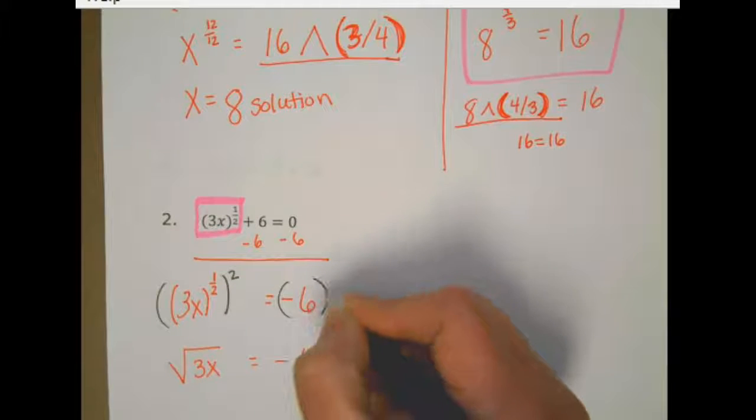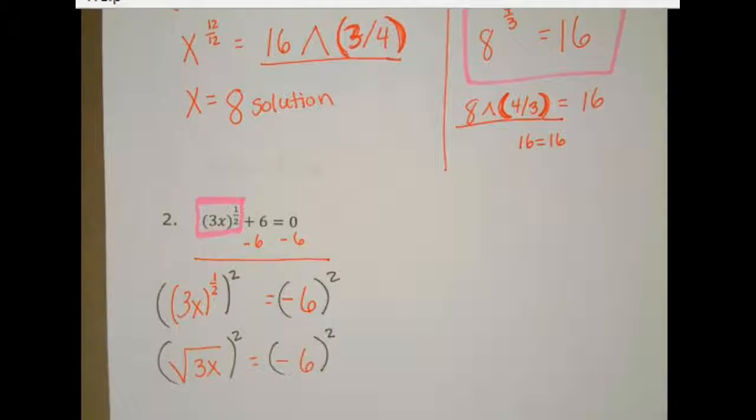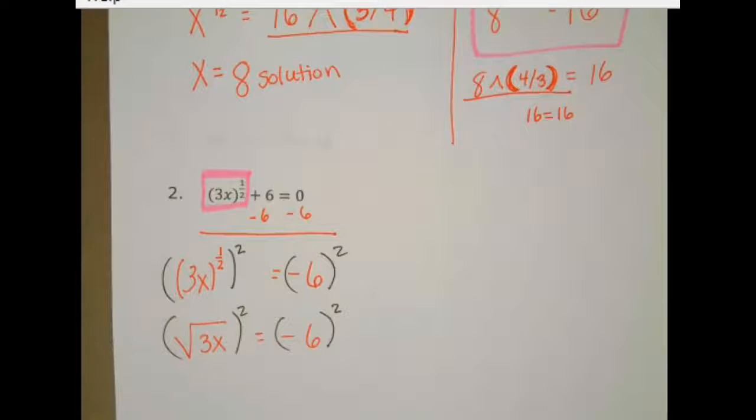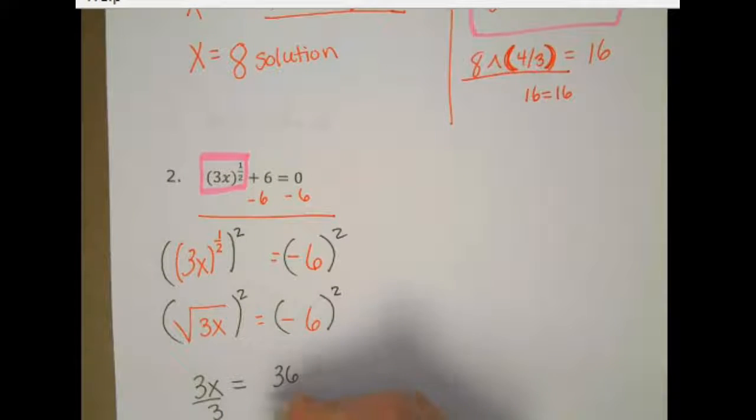I am going to square both sides. Now, you don't have to do it both ways. What I'm pointing out here is either way you do that, you will get the same answer. So this is going to be 3x equal to what? Positive 36 or negative 36? This will be a positive 36, divide by 3, and x is equal to 12.